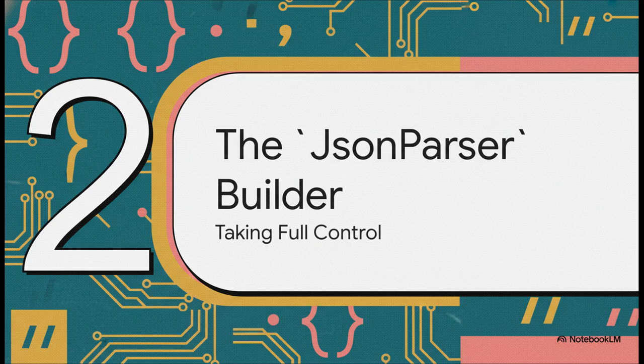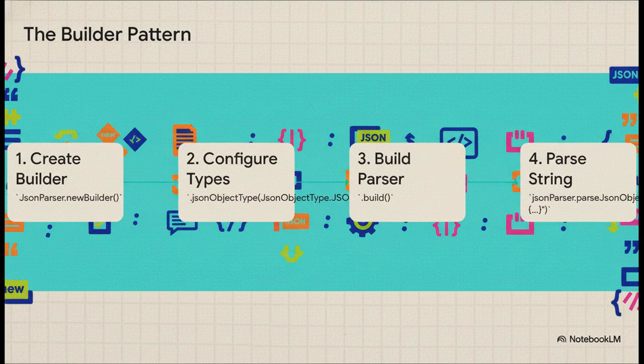But what if you need more power, more control? Well, that's where the JSON Parser Builder steps in. And trust me, this is a total game changer. It uses the builder pattern, which is awesome because it makes your code super clean and easy to follow. You basically just chain your commands together. You start a new builder, you tell it exactly how you want it to behave, you build it, and then you have a reusable parser object ready to go.